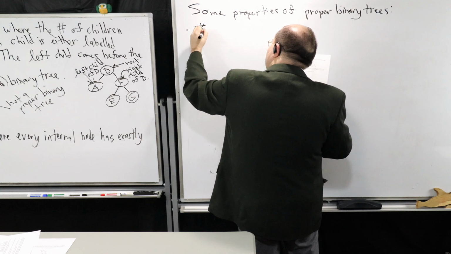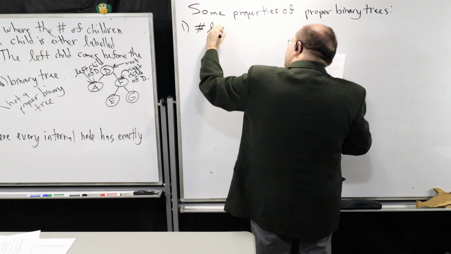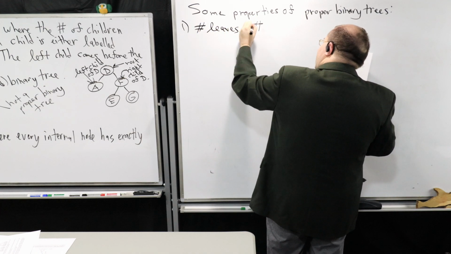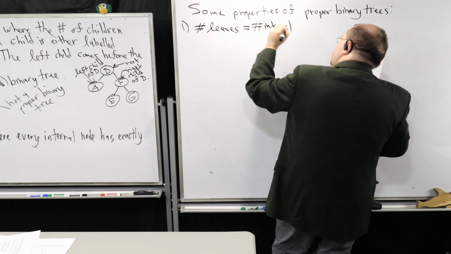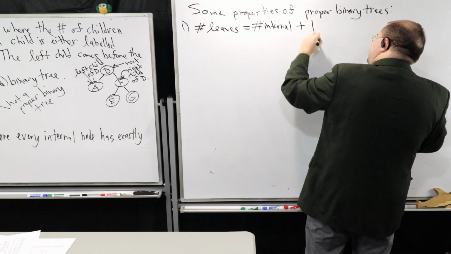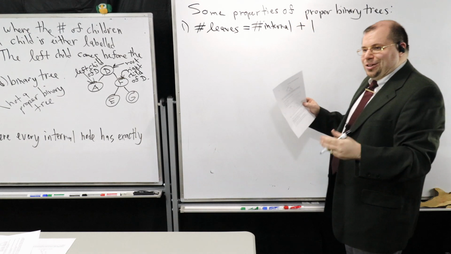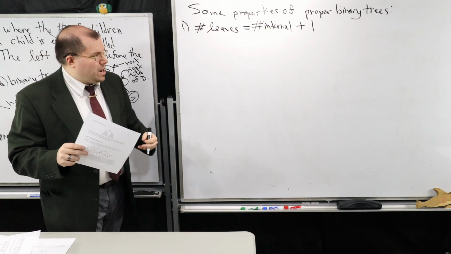So the first property, I'll just number them here. The number of leaves in a proper binary tree, the number of leaf nodes, is actually equal to the number of internal nodes plus 1. So if ever you want to know the number of leaves, there's a close relationship the number of leaves has with the number of internal nodes in a proper binary tree.